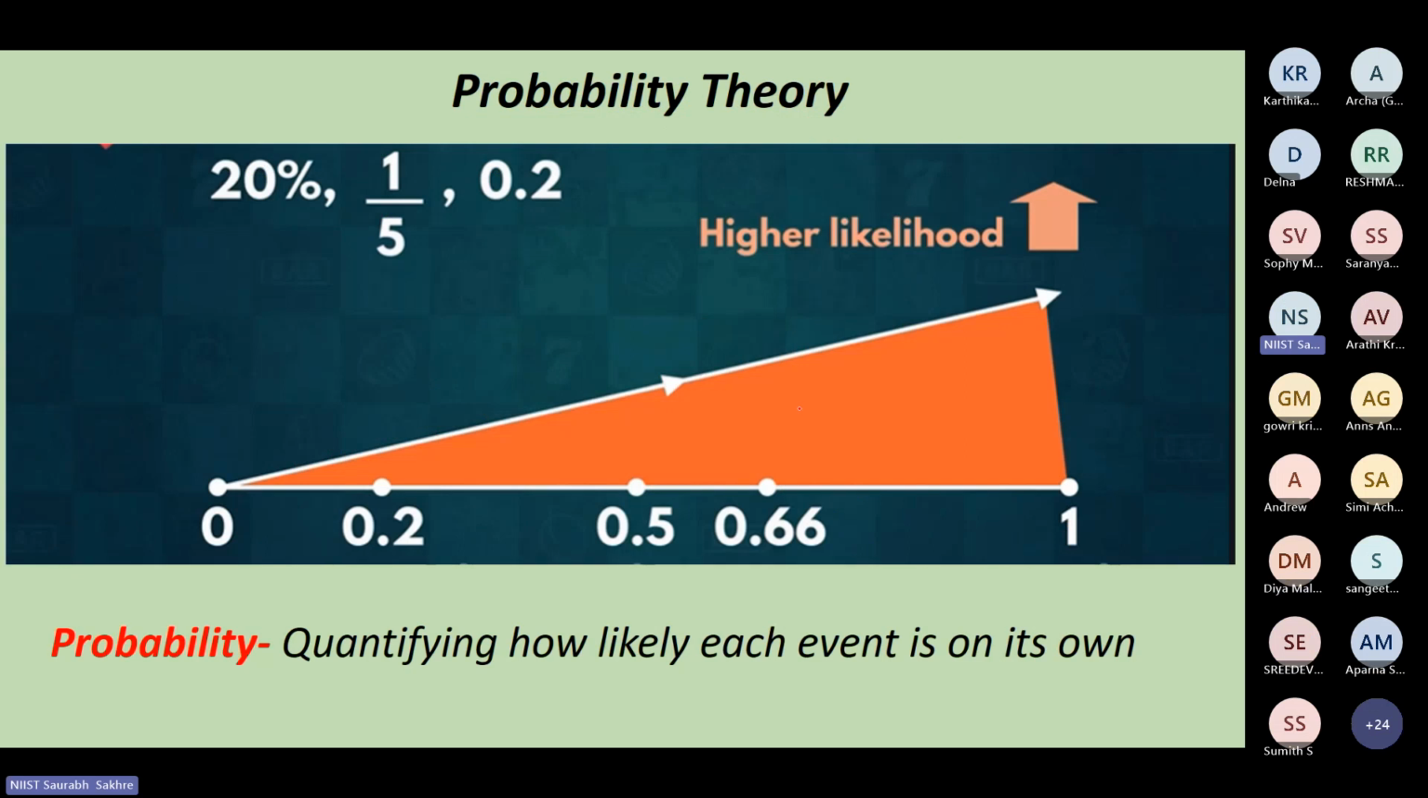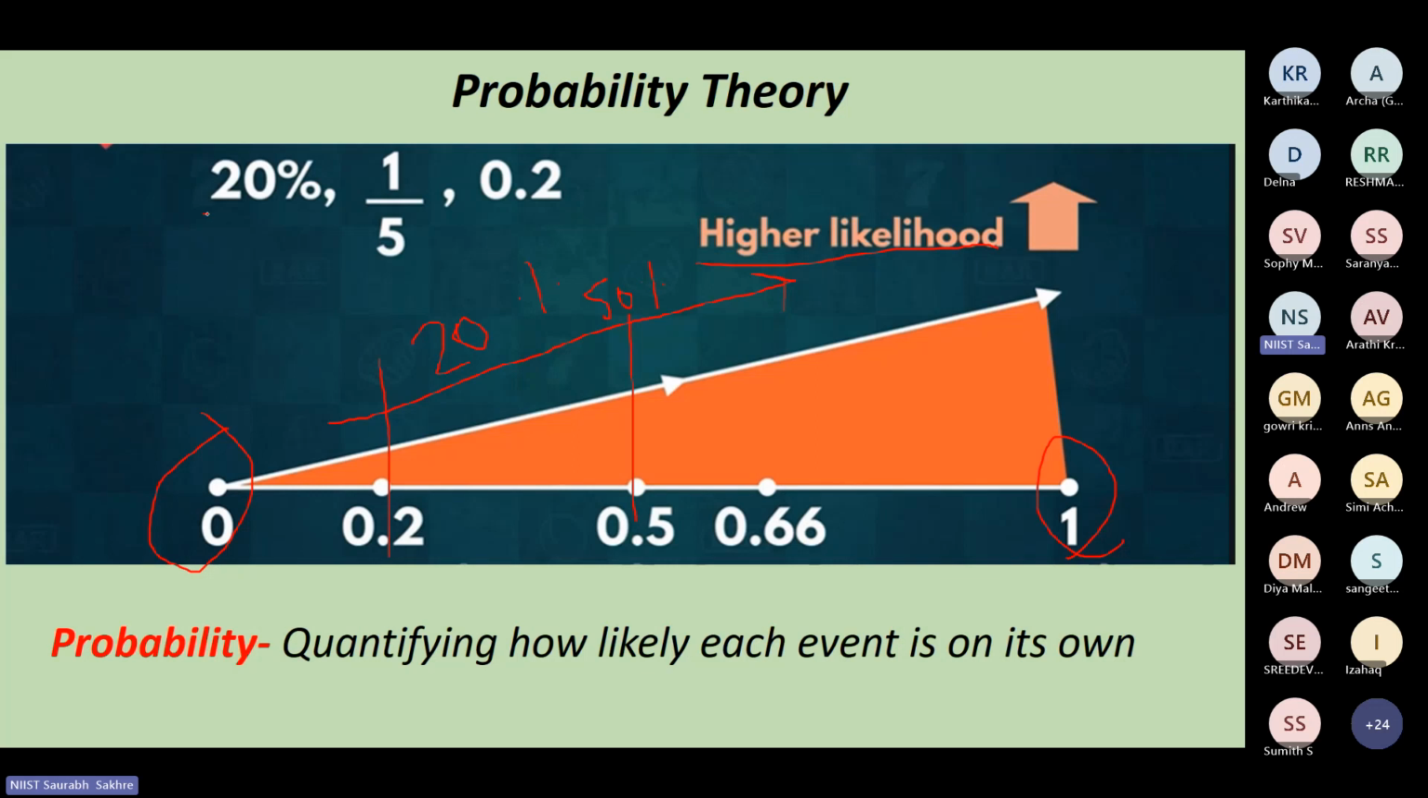Suppose I am starting from 0. Here you can see I am starting from 0 and here it is 1. As long as I am moving towards 1, I'm moving towards a higher likelihood of that particular event occurring. Suppose if it is here, I will say that event has a 20% probability of happening. If I'm here, I will say there is a 50% chance that the particular event will occur.